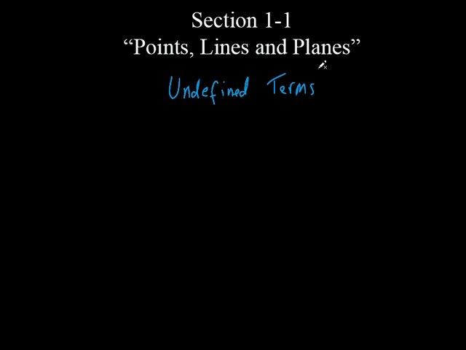But if you look in the book on page 5, it's right at the beginning, it's even highlighted where it says undefined terms. It says, because they're only explained using examples and descriptions. So that's all I'm going to do. I'm going to describe what a point is, a line and a plane, but I'm not really going to have an official definition for it. So let's talk about a point.